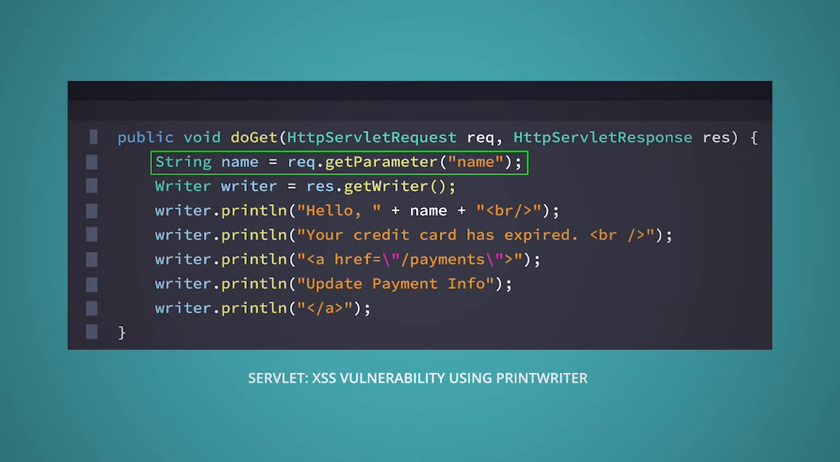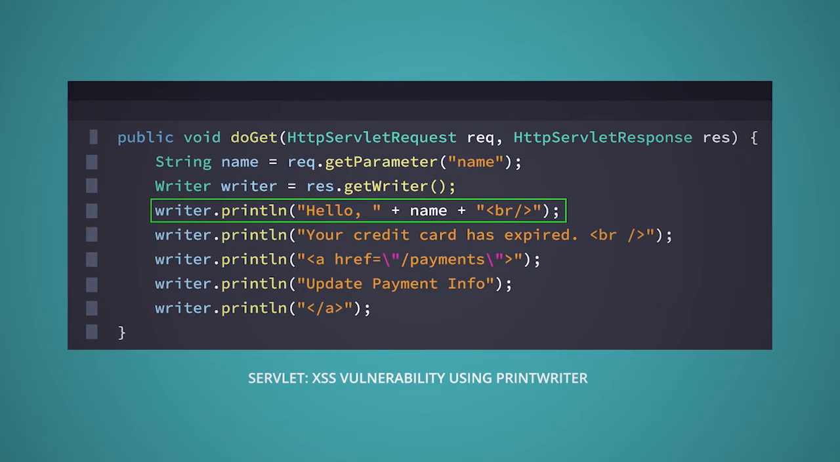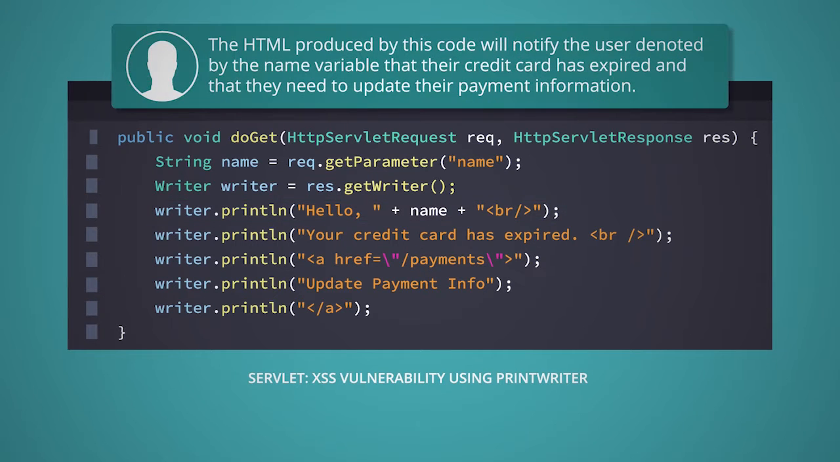Line number 2 retrieves the value of the name parameter via the call to the getParameter method. This value is used dynamically to construct HTML via the PrintWriter object on line number 4. The HTML produced by this code will notify the user denoted by the same variable that their credit card has expired and that they need to update their payment information.